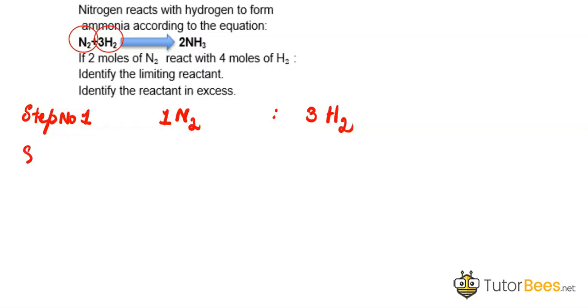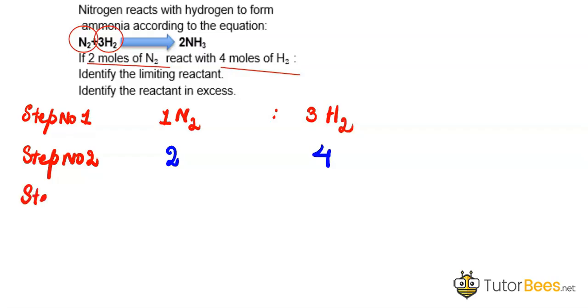In step number two, you will write your provided number of moles below the reactant. So what are these numbers of moles? See, you have 2 moles of nitrogen and 4 moles of hydrogen.